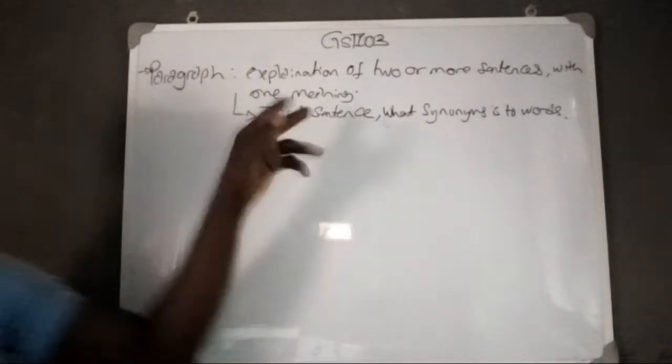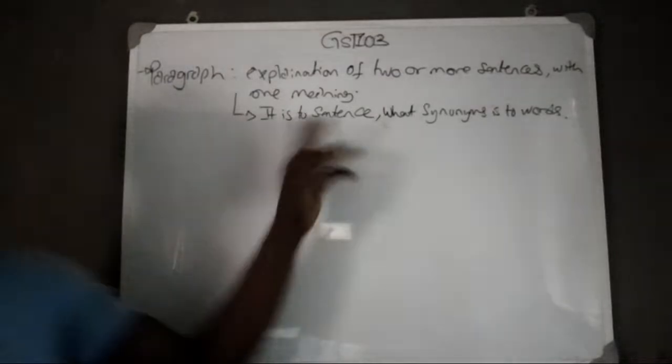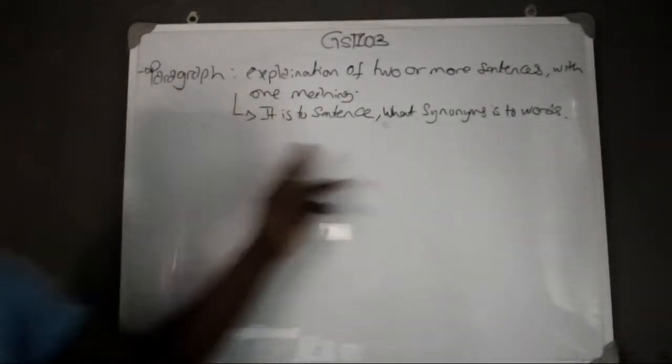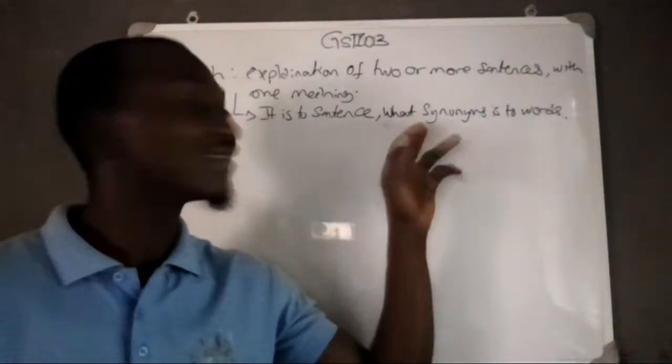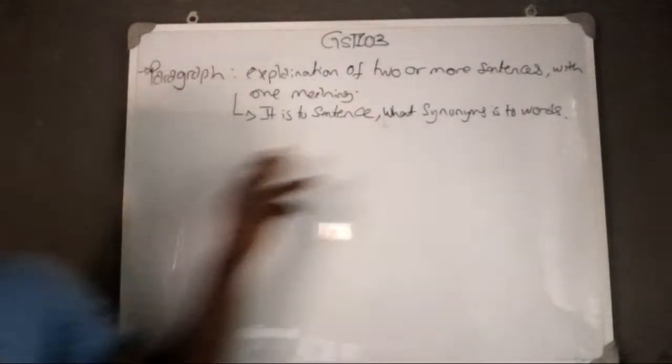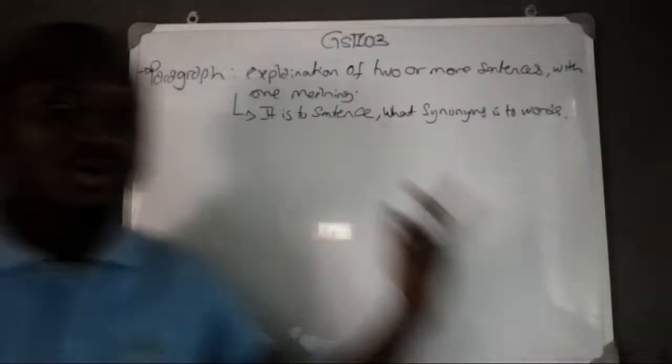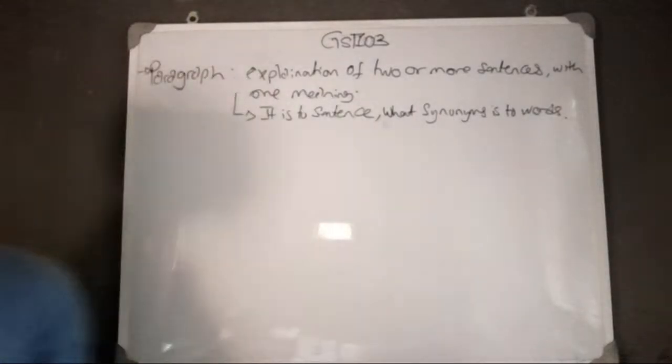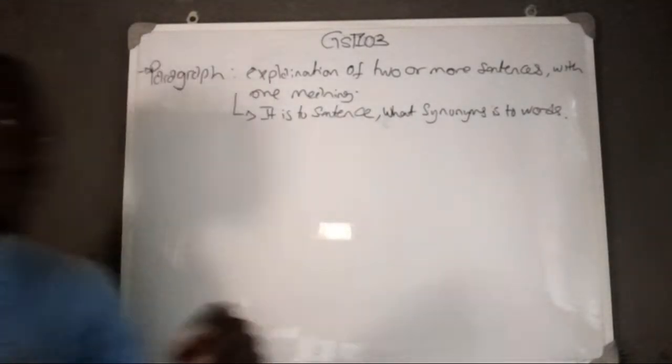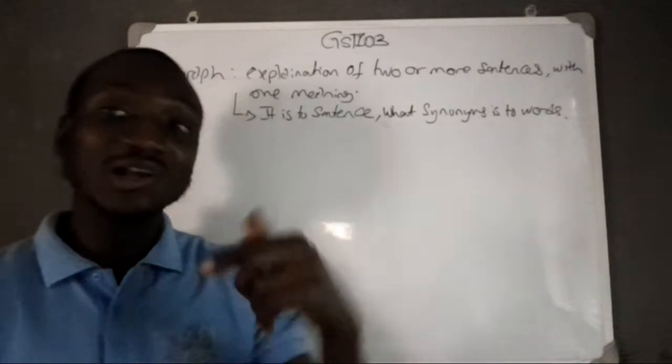Paragraph is to sentence what synonyms is to word. Now, when we talk about synonyms, it's just like trying to explain one particular word with another, one meaning of a word with another word.